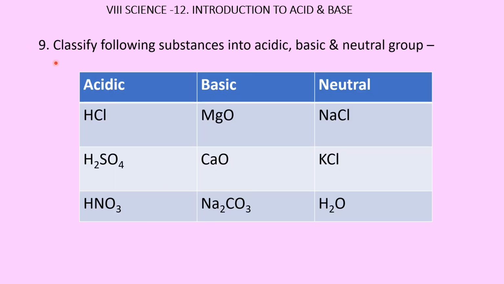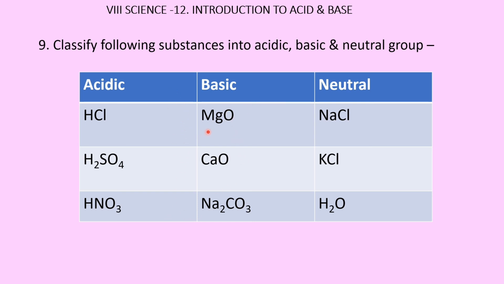Last question, children. Classify the following substances into acidic, basic, and neutral group. So I've already classified them as acidic, basic, and neutral, children. So let's see the answers. HCl, hydrochloric acid. H2SO4, sulfuric acid. HNO3, nitric acid. So these are three main acids we use in chemical industries and laboratories, children. They are the strong acids.